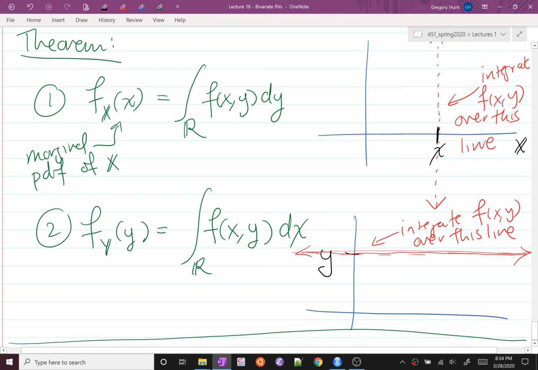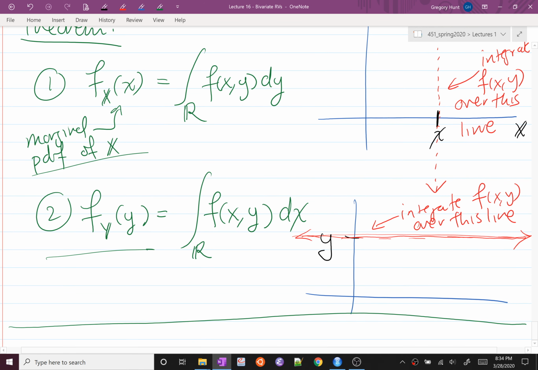So if I want the marginal of x, we say we integrate out y. If I want the marginal of y, I integrate out x. So I integrate over all possible values of x, keeping y fixed. Let's look at an example of this.